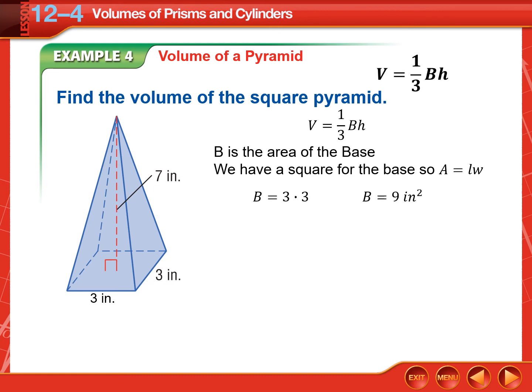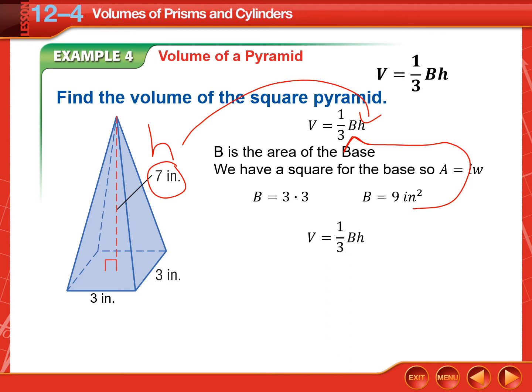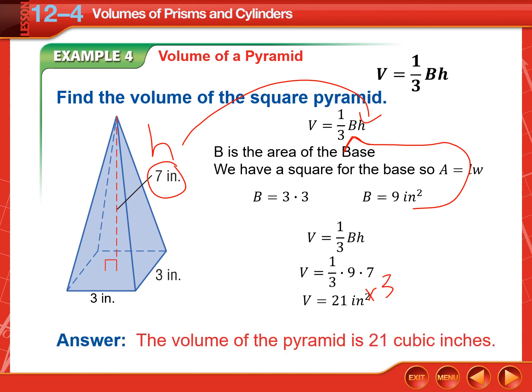So we're going to take that 9 and plug it into our formula. And then what's the height? That 7 is our height. So it makes it really easy to figure out what goes where. So I'm going to substitute. I get 1/3 times 9 times 7, and we get 21 inches to the 3rd power. Oh, I wish I could correct that. I actually can go back and correct it. All right, so the volume of the pyramid is 21 cubic inches.